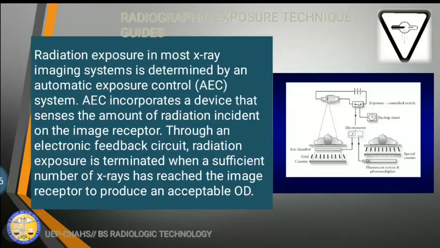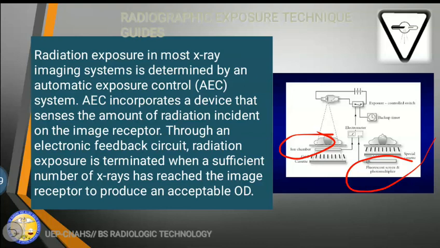So, radiation exposure in most X-ray imaging systems is determined by automatic exposure control or the AEC. AEC incorporates a device that senses the amount of radiation on the image receptor. Okay, so through an electronic feedback circuit, radiation exposure is terminated when a sufficient number of X-rays has reached the image receptor to produce acceptable OD. So, actually here, may dalawa tayong automatic exposure control system. Una, we have ionization chamber, and the other one, of course, the phototimer. And this part will be discussed more in your equipment maintenance.